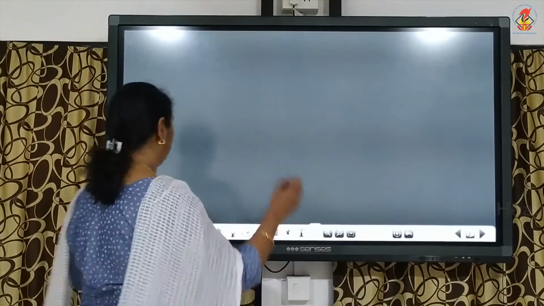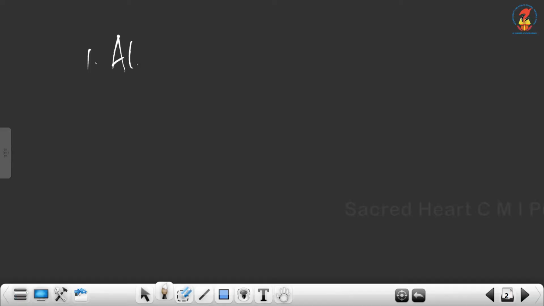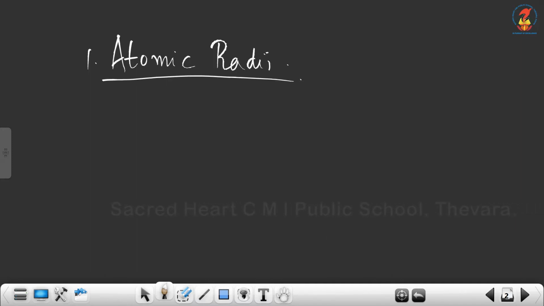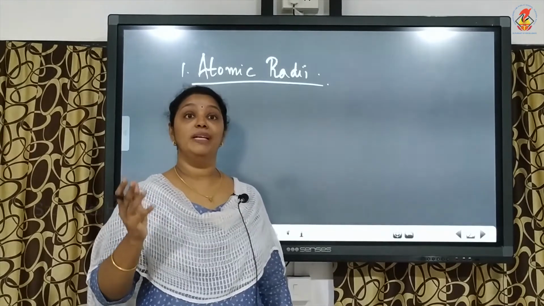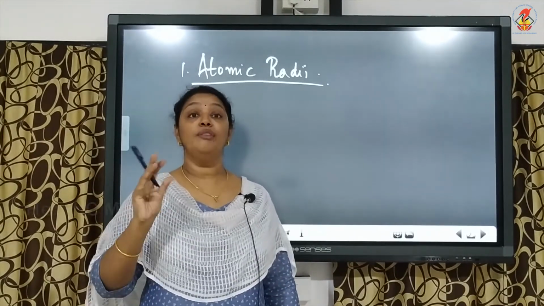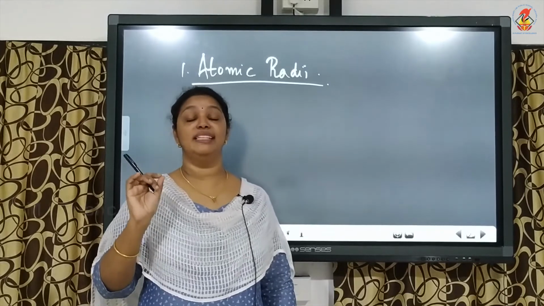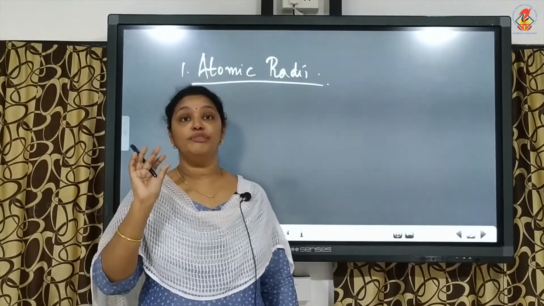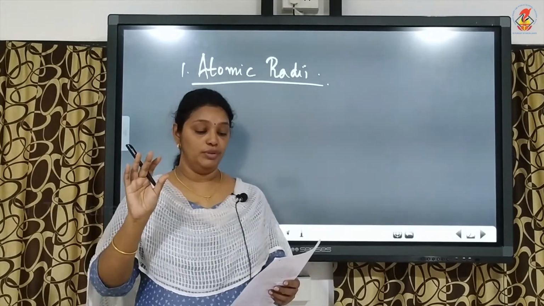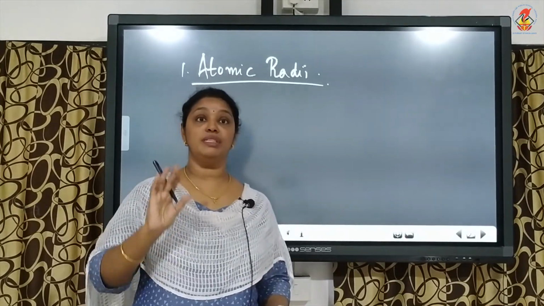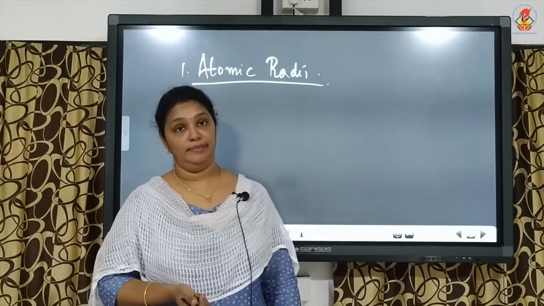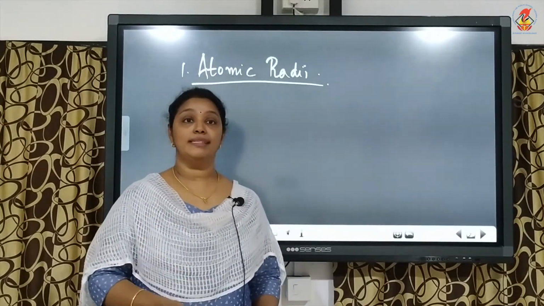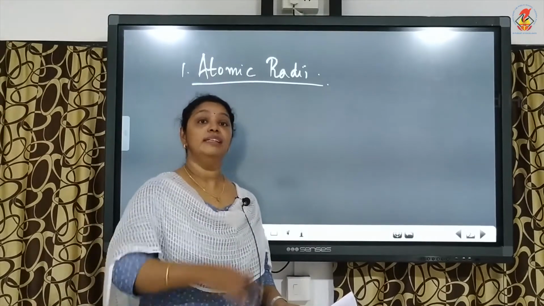The first property is atomic radii. What do you mean by atomic radii, or atomic size? It means the size of an atom. Now, how will you measure the size of an atom? Atomic radii is the distance from the center of the nucleus to the outermost electron, or the outermost shell containing electrons. That is atomic radii. Now, let us see the variation of atomic radii down the group.